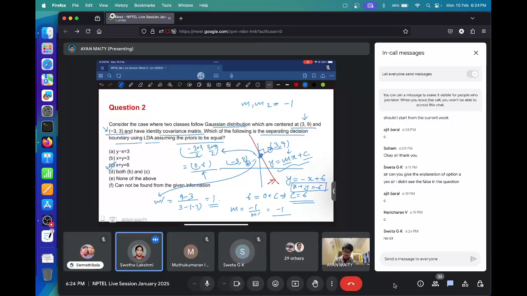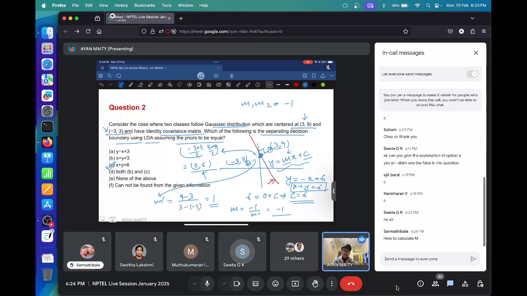How will we know that it will be the perpendicular bisector? It is always the case. In case of LDA, the separating straight line is the perpendicular bisector of the centers of the two Gaussian distributions, if the Gaussian distributions have identity covariance matrices and the prior probabilities are also equal. In that case, it always holds. But this was not mentioned in the lecture. So how will we know that there are conditions like this?